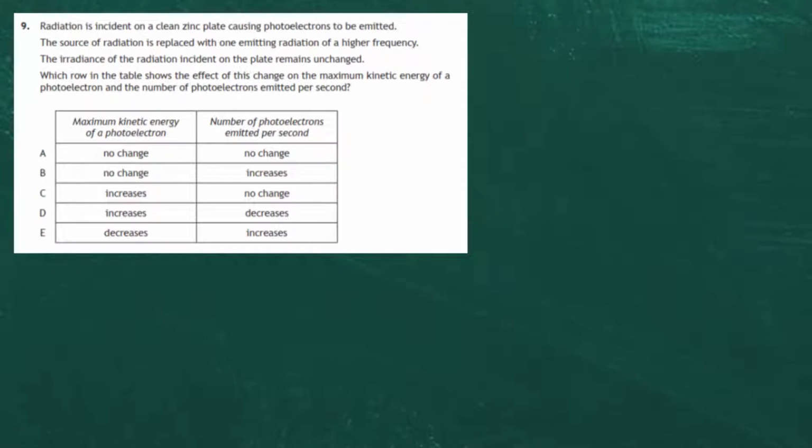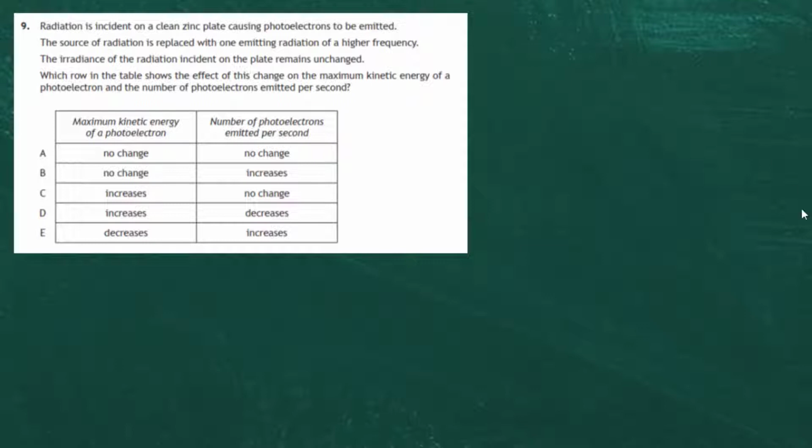Question 9 from Section 1 of the 2017 Higher Physics Examination. Radiation is incident on a clean zinc plate, causing photoelectrons to be emitted. The source of radiation is replaced with one emitting radiation of a higher frequency. The irradiance of the radiation incident on the plate remains unchanged. Which row in the table below shows the effect of this change on the maximum kinetic energy of a photoelectron and the number of photoelectrons emitted per second from the metal?